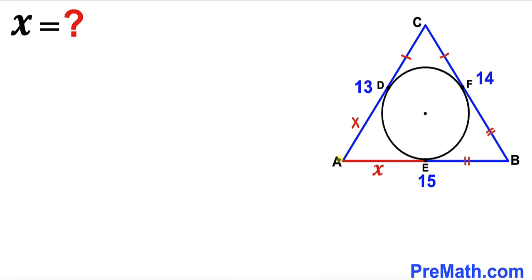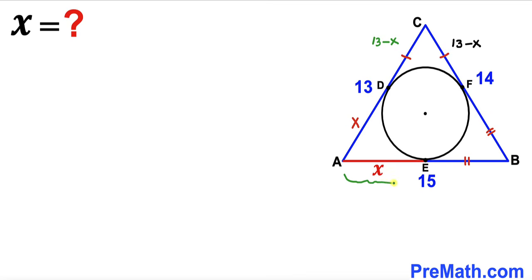Now let's make an observation. We can see that this tangent AD is X, and this whole side length AC is 13. Therefore, this tangent segment CD is going to be 13 minus X. And since these two tangents are congruent, this tangent CF is 13 minus X as well.